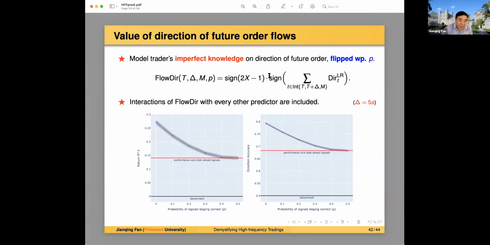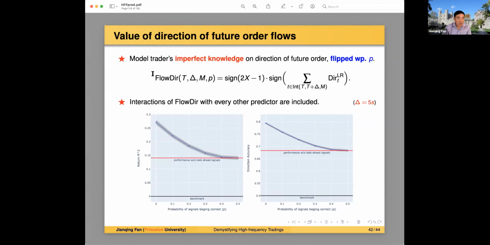So if you are able to peek into the future, if someone has some special ability, then P equal to 0 means you have perfect knowledge about the future average trade direction. The predictability increases from 15% to nearly 28%, nearly doubled. So double the predictability.